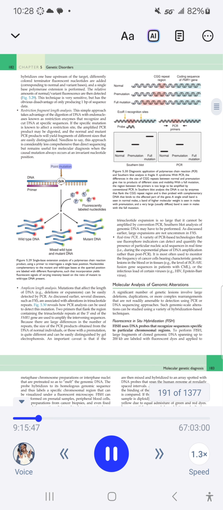Point mutation, DNA, primer, fluorescently labeled nucleotides, normal, premutation, full mutation, recognition sites, probe.